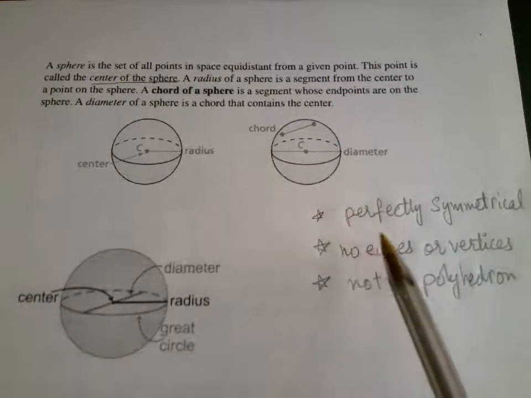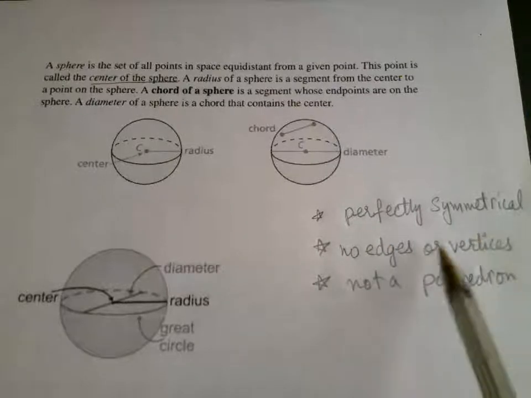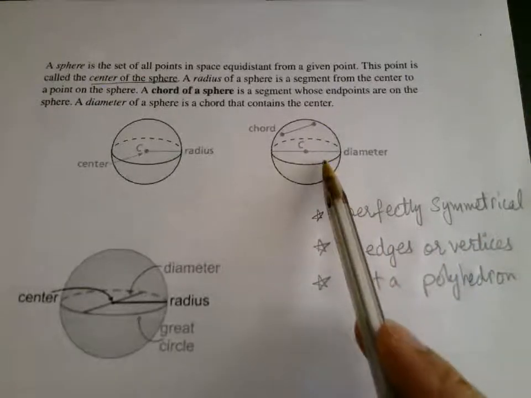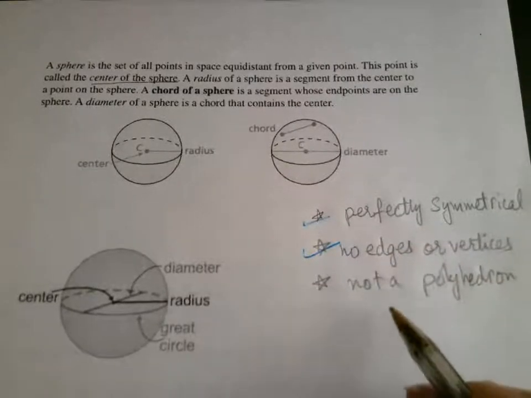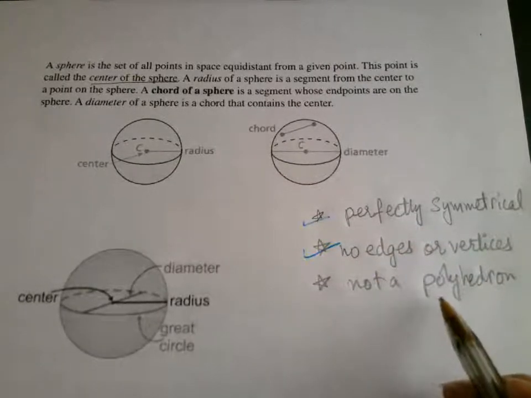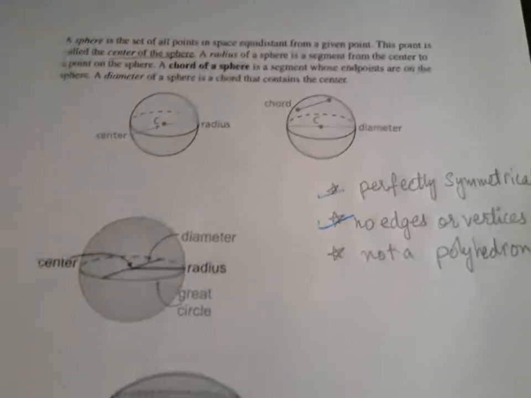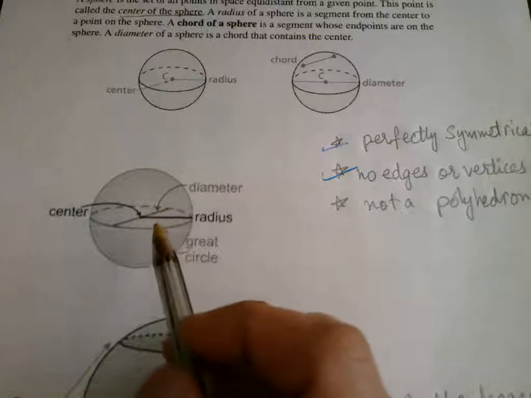A sphere is perfectly symmetrical. It has no edges and no vertices. That is why it is not a polyhedron. Let's discuss the inside of a sphere more.